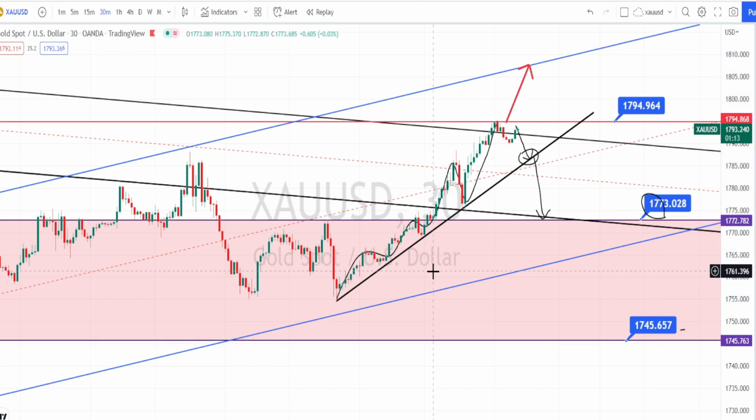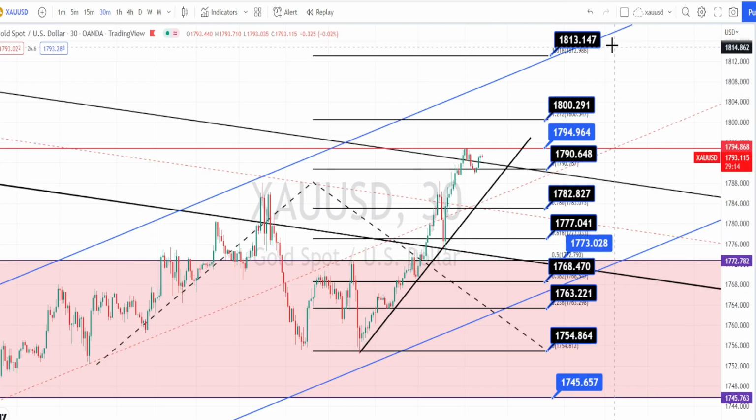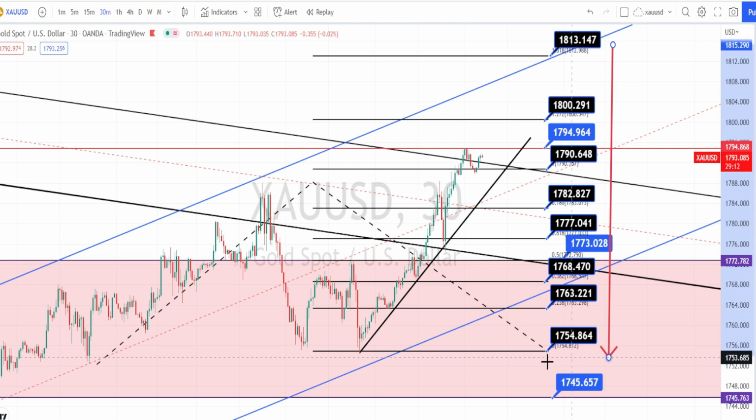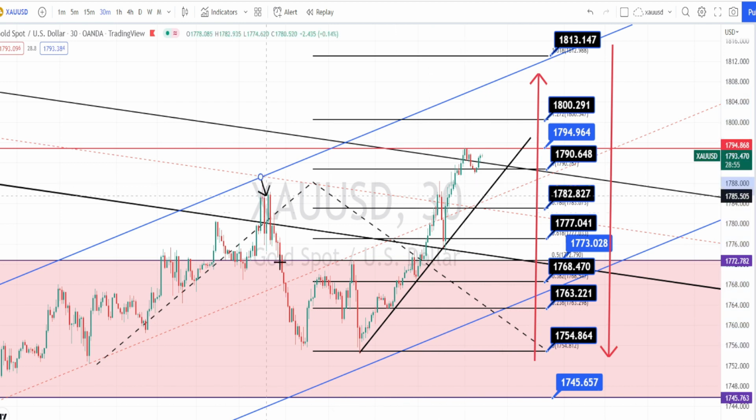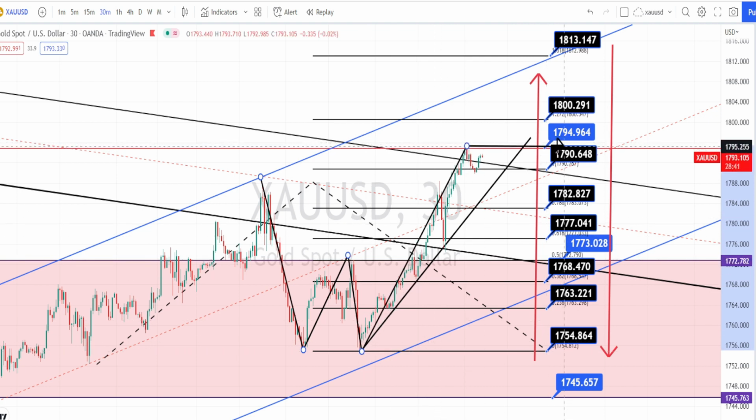Let us mark the support and resistance levels. So the values within these black color lines are the resistance and support levels for 30 minutes time frame. In 30 minutes time frame also, we have noticed the price action to form a double bottom pattern, which means that we can expect a retracement to start from this resistance level of 1794.